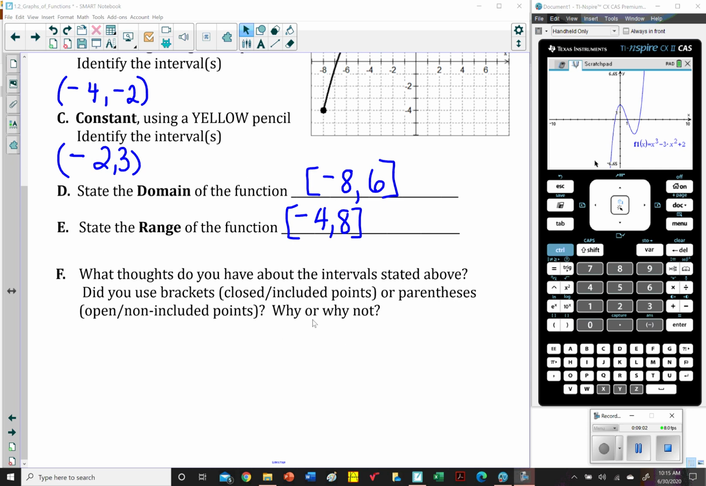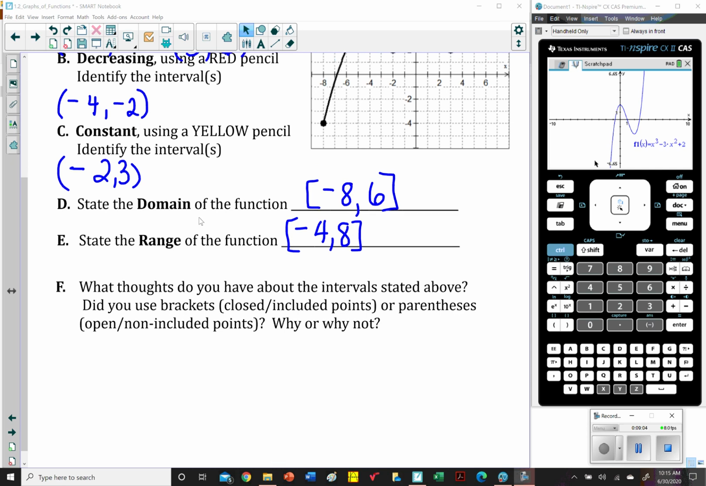All right, so part F, what thoughts do you have about the intervals that you stated above? Did you use brackets, which meant you closed or included the points? Or did you use parentheses where you had open or non-included points? And why or why not? So you might want to stop the video and record your response. I'm going to record my response and I'll be back with you.